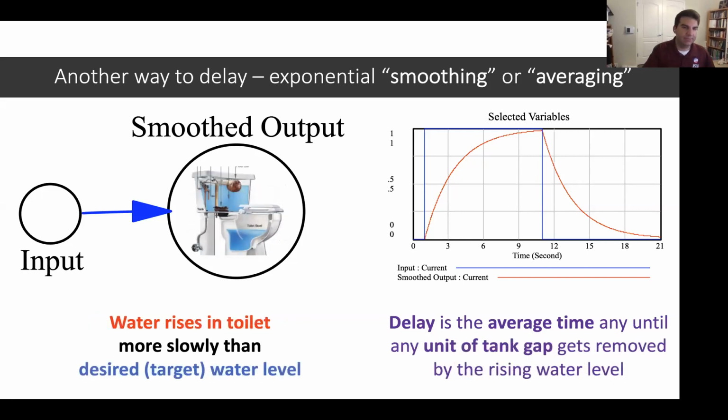But if we go to our toilet example, then our input might be the target water level. So every time you flush the toilet, it's as if you've taken the input from 0 to 15 centimeters, and the initial condition of the toilet is like being at 0. Then the toilet takes a while to fill, and that we view as what we call a smoothed version of this change in the input.